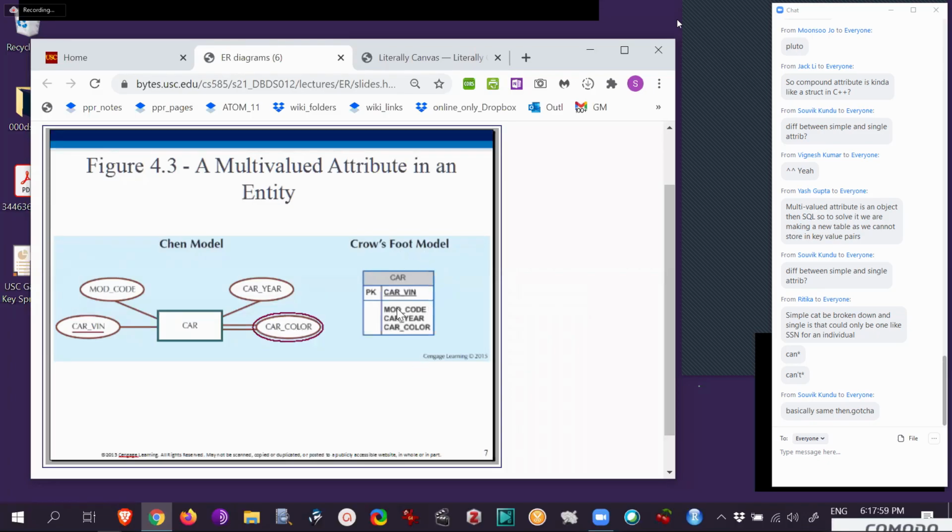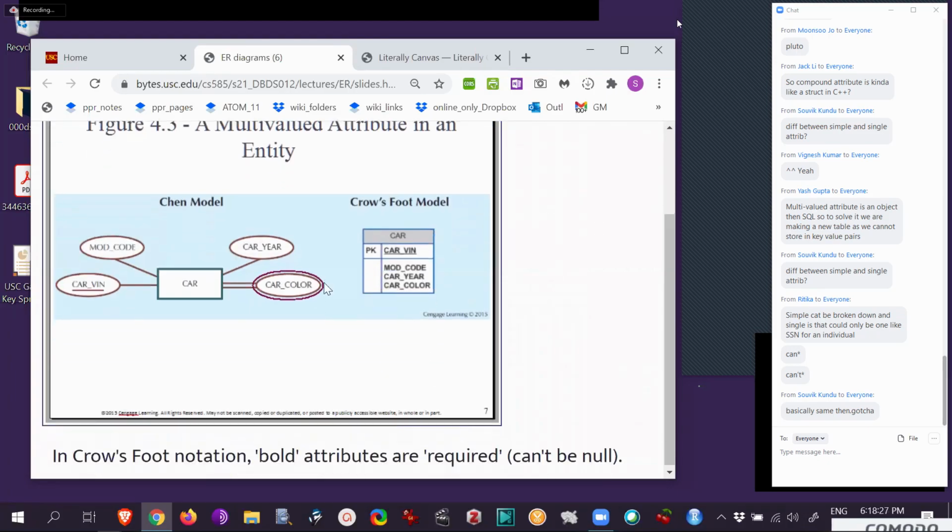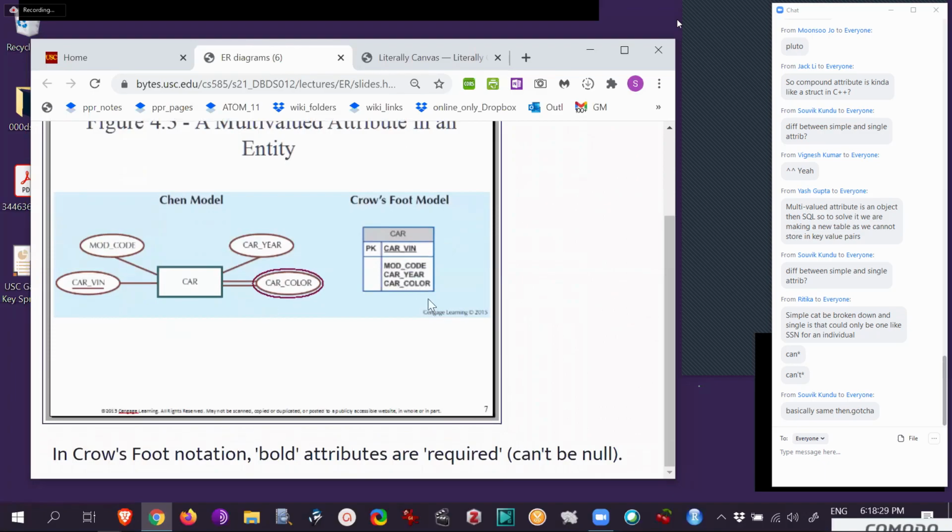Very interestingly, in the crow's-foot model, there's no way to tell. There's an interesting aphorism that says you cannot tell which way the train went by looking at the tracks. I have no idea where the train went, right? The tracks don't tell you. Likewise, the car color column in this diagram notation does not tell you if it is single valued or multi-valued. You have to read some extra documentation that comes with it, okay? So different diagram notations have different strengths and weaknesses, that's all it is.